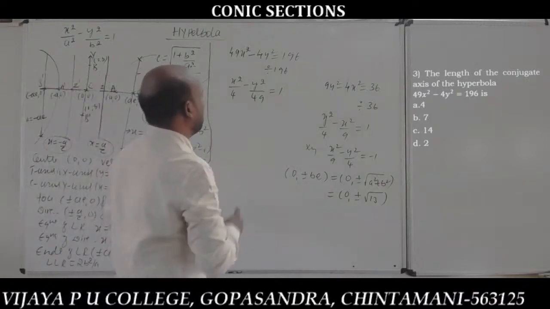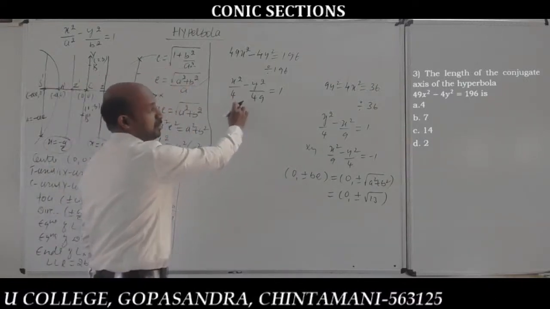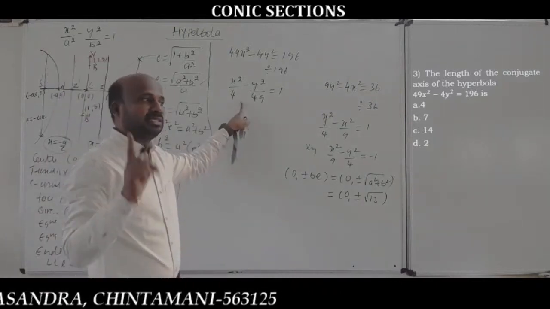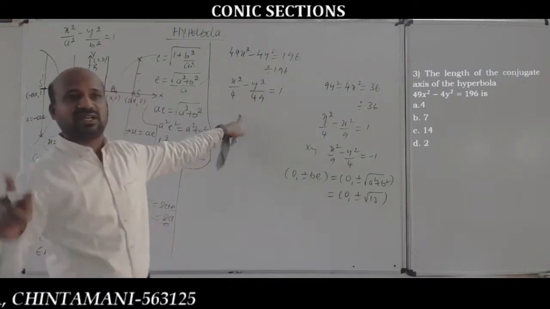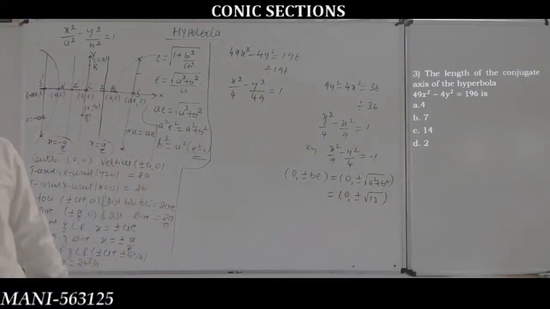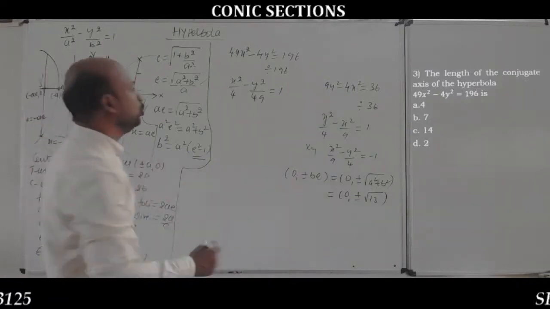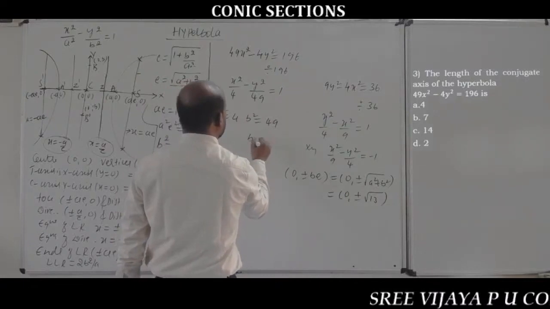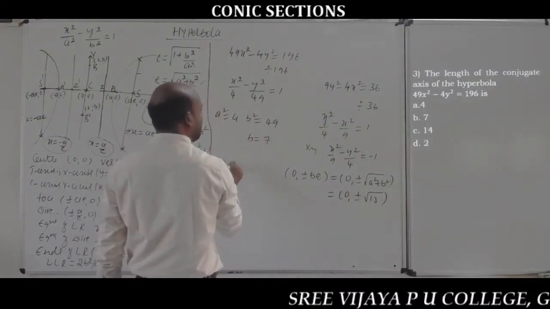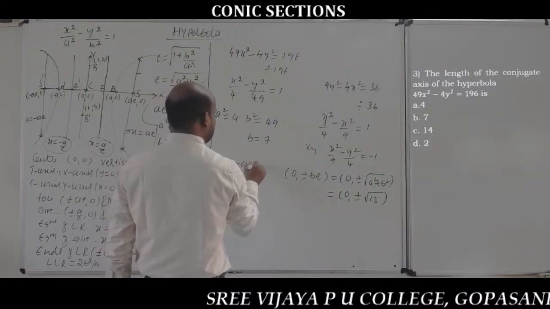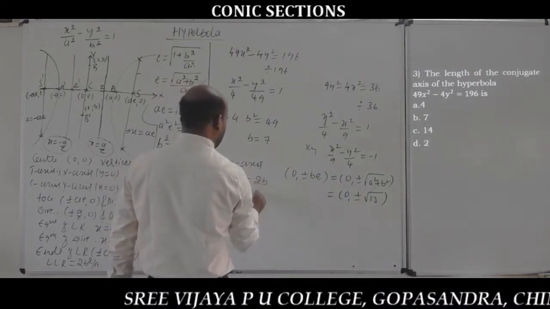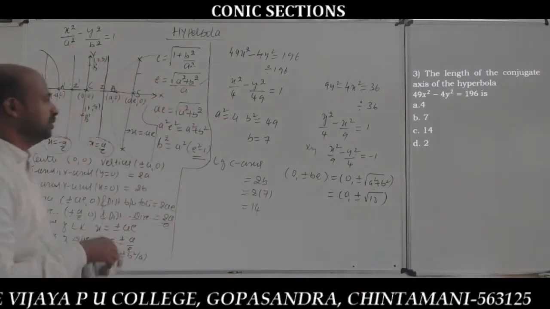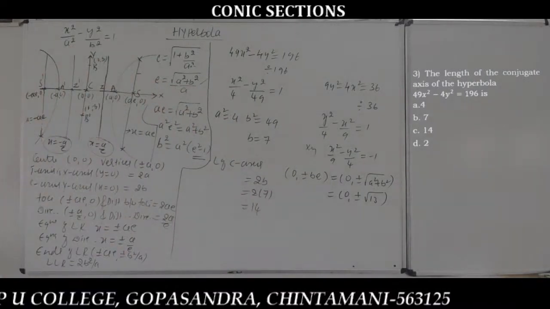Okay. This is the standard form of equation of a hyperbola. What he is asking is the length of the conjugate axis. So for this hyperbola, the x-axis is the transverse axis, its length is 2a. The y-axis is the conjugate axis, its length is 2b. Here a square is 4, b square is 49, b is 7. The length of the conjugate axis is 2b, 2 into 7, it is 14.